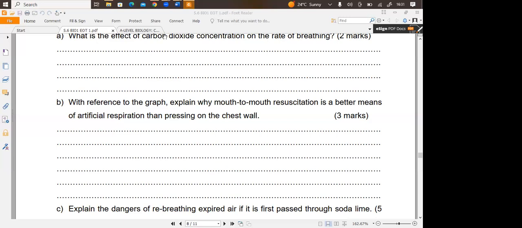Teacher, pardon, the dangers of breathing 100% oxygen. Now, also in the topic of respiration and gaseous exchange, we have the dangers of breathing in pure oxygen. If you've not reached this topic, when the teachers reach there, they'll give you these dangers, but they are there in the notes.